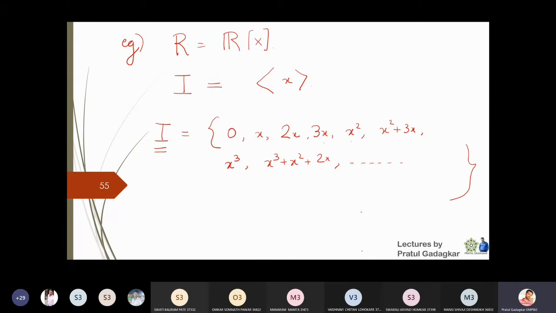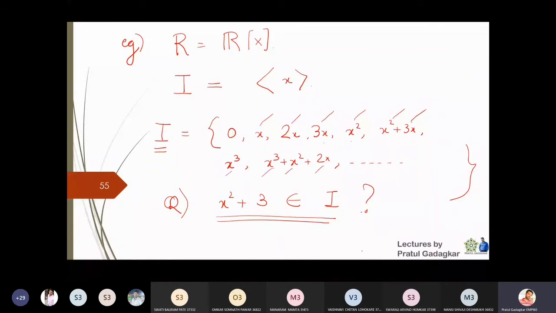Now the question is, is x square plus 3 an element of this ideal? Do you think I will get x square plus 3 as an element of this ideal? If you look at this carefully, in every member of this set, x has to be there. x must be there as a factor, as a whole, it should be there.